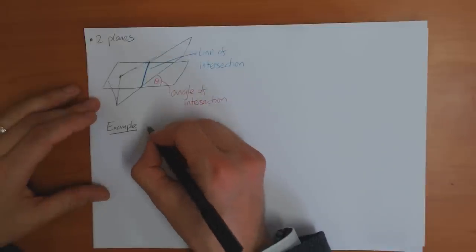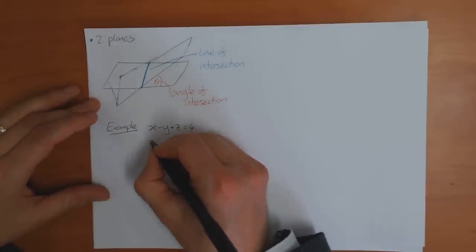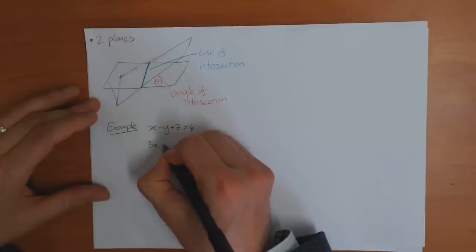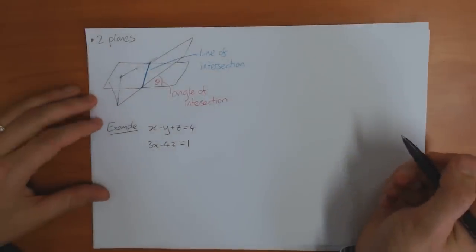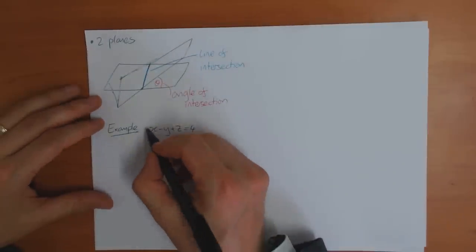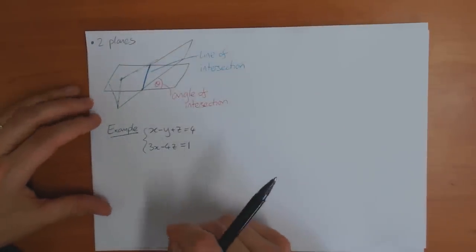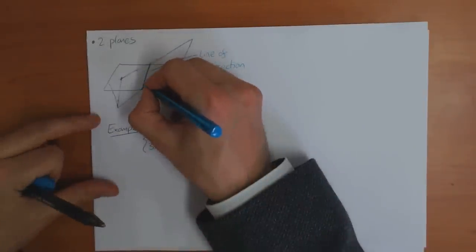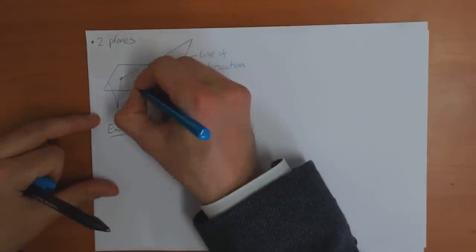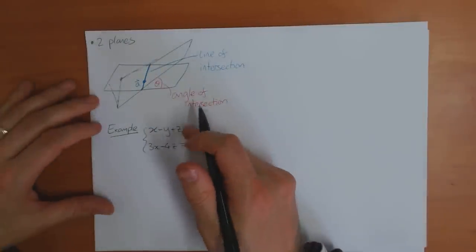So here are the equations of two planes, x minus y plus z is 4, and 3x minus 4z is 1. So I need to find the line of intersection and the angle of intersection of these two planes. To find the line of intersection, the first thing you need to do is find a point on both planes. That gives you A here. That just means find a solution of both of these equations together.